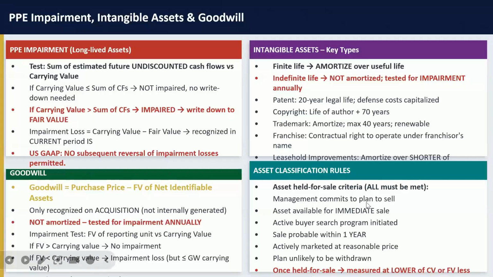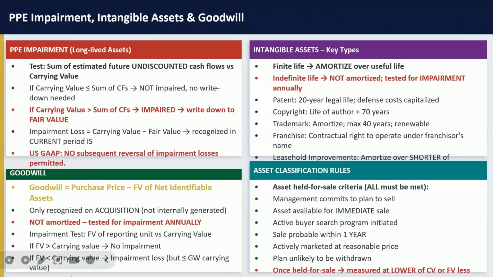First, management has to commit to the plan to sell, then the asset should be available for immediate sale. An active buyer should be there for purchasing that asset. And the sale should be probable within 1 year. And it should be actively marketed at a reasonable price. And the plan should be unlikely to be withdrawn. That means you have fixed it that you are going to sell that asset, and you should not withdraw your plan.